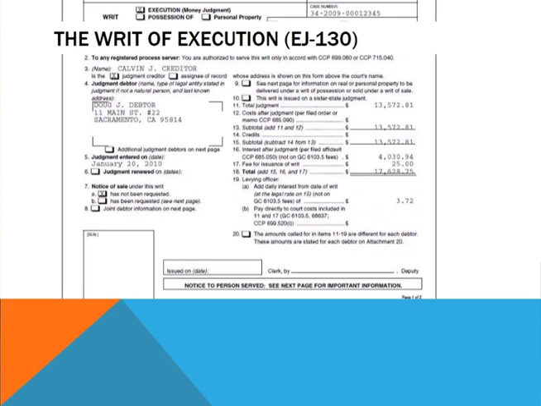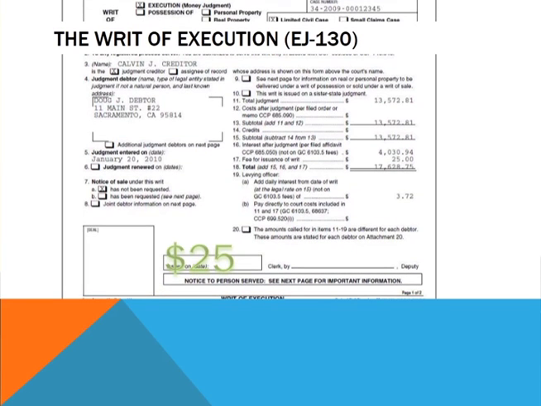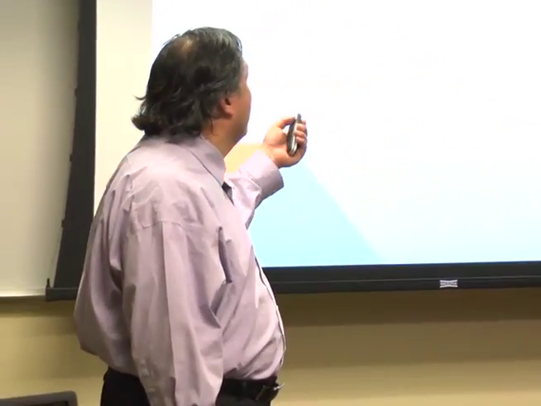And the fee for issuing the writ is $25. You're going to include that $25 even if you have a fee waiver. The court will probably not issue if you leave that line blank, and the sheriff may not enforce. So always be sure to list the cost of the writ, which is $25 currently.